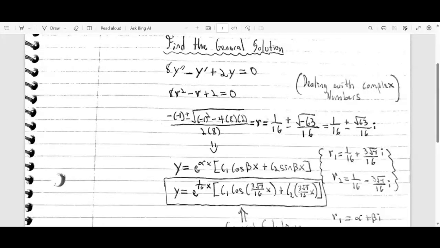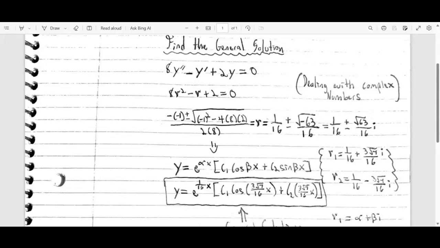The second derivative, only for some special cases. The coefficient of the second derivative should be r squared. I mean, it should be a in front of r squared.